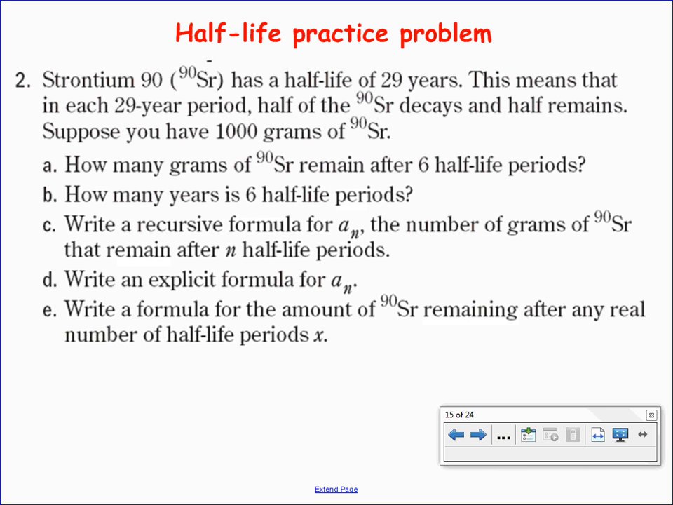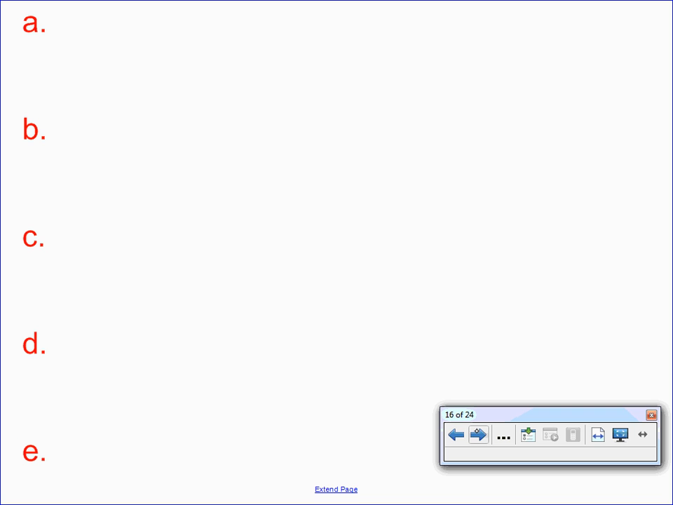We can answer questions like, how many grams of that original sample remain after 6 half-life periods? We can determine the number of years in 6 half-life periods, write a recursive formula, an explicit formula, and finally a function for any real number x number of half-life periods. So let's use our letters here. Our first one asks us to determine the number of grams of strontium after 6 half-life periods.